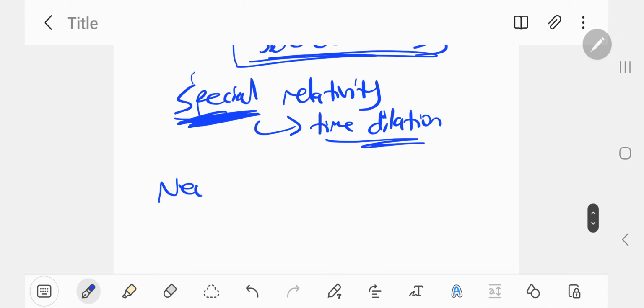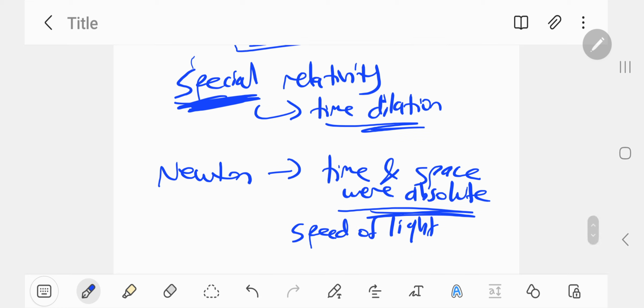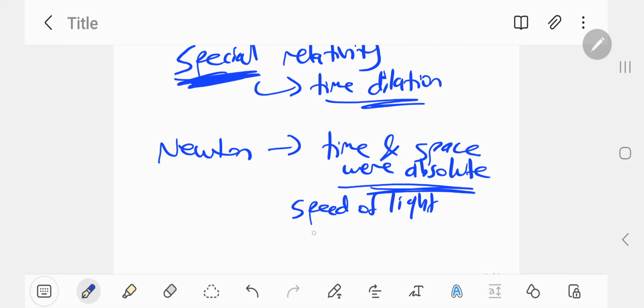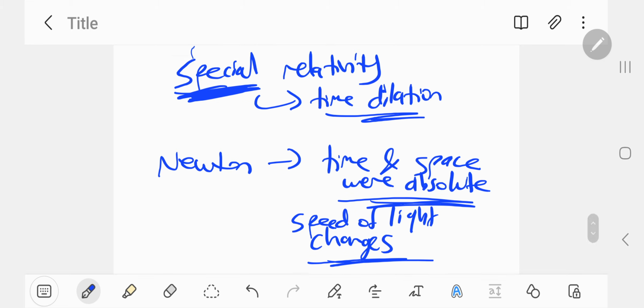If we go back to Newton and the classical physicists, before the year 1900, Newton believed that time and space were absolute, or constant, in other words. So the space and time we experience every day is the same for all of us, regardless of if we're stationary or moving at constant speed or accelerating. But the speed of light was believed to be different for everyone. So the speed of light changes for everyone. If you're moving, if you're stationary, the speed of light's different.